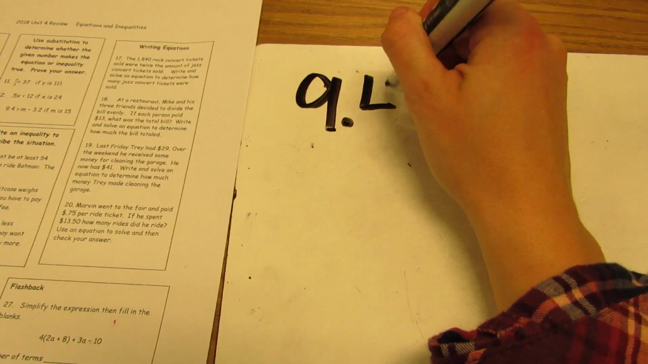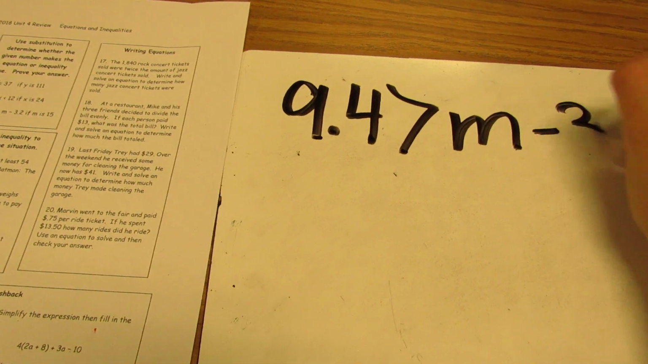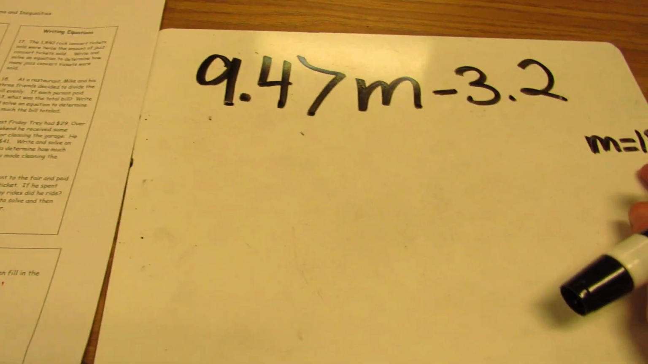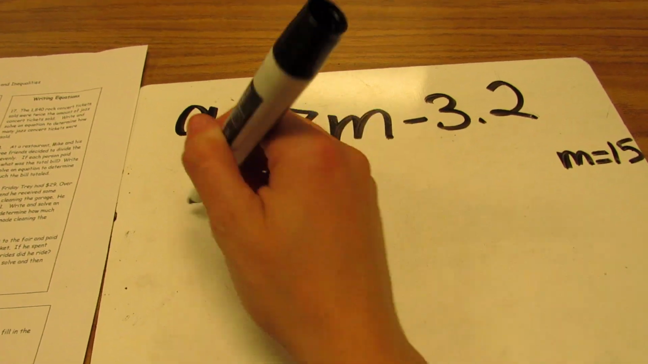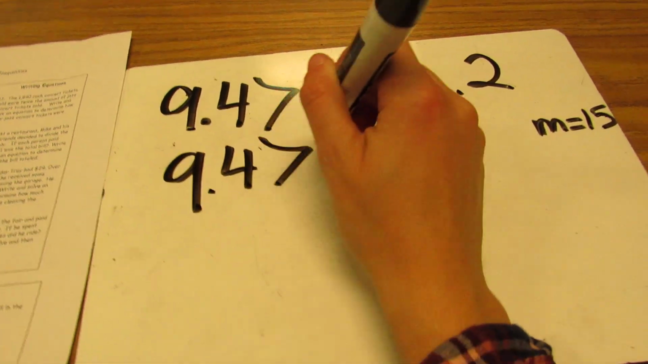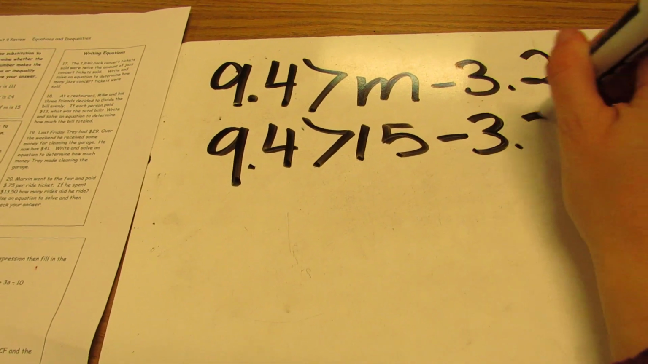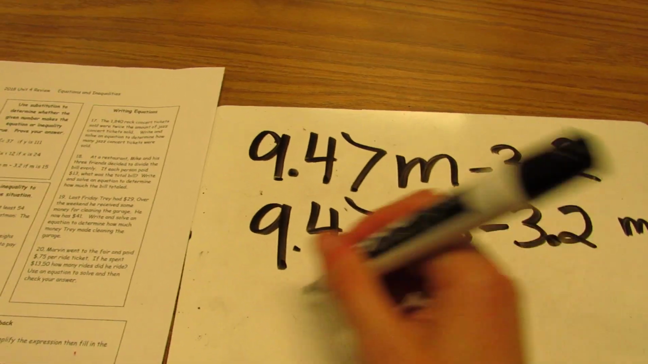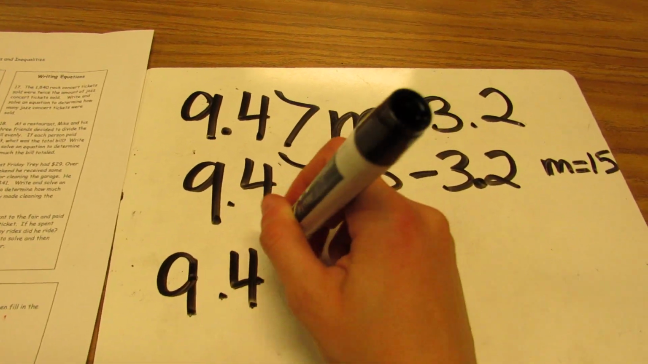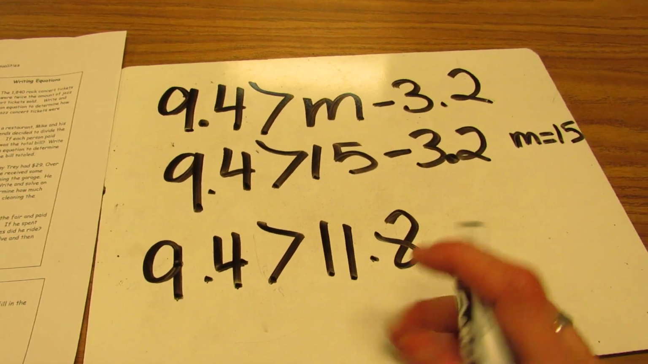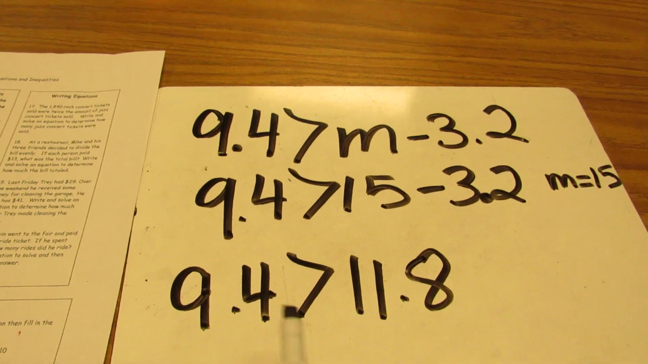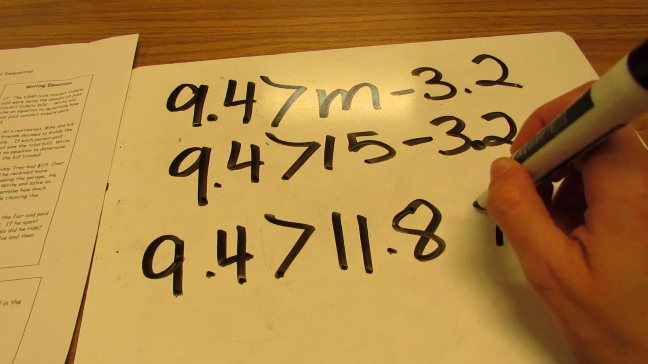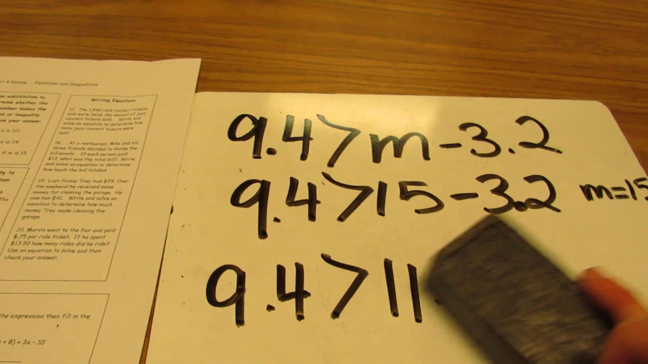Thirteen says 9.4 is greater than m minus 3.2 if m is equal to 15. So I'm going to go ahead and plug in 15 for m. So I'm going to get 9.4 is greater than 15 minus 3.2. Ooh. So 15 minus 3.2 is 11.8. 11.8 is not less than 9.4. 9.4 is not greater than 11.8. So this statement, this inequality, is false. It does not work. Okay?